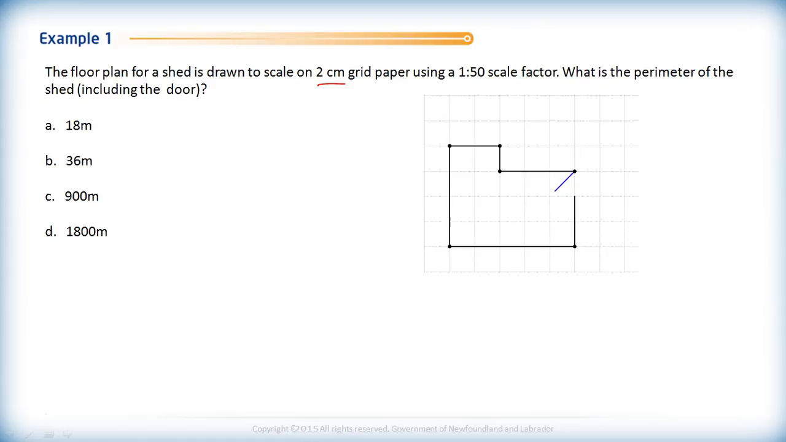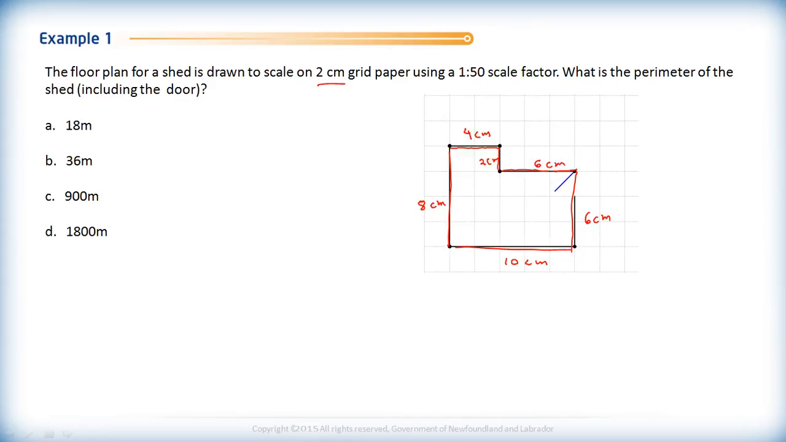So each block, if this is 2-centimeter grid paper, represents 2 centimeters. So for instance, this side of the shed up here, that's 2 blocks long, would be 4 centimeters long. Okay? This one right here would be 2 centimeters. And then this one, which is 3 long, is going to give us 6. We have another 3 right here, and that will give us another 6. And here we have 5, so that's 10 centimeters there. And then over here we have 4, which makes 8 centimeters.